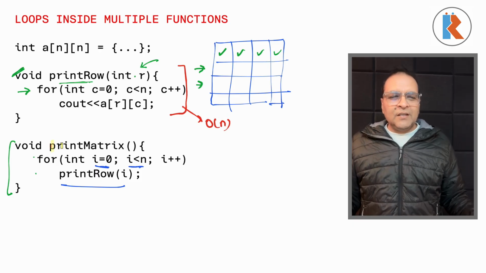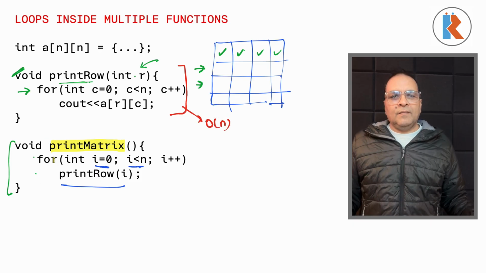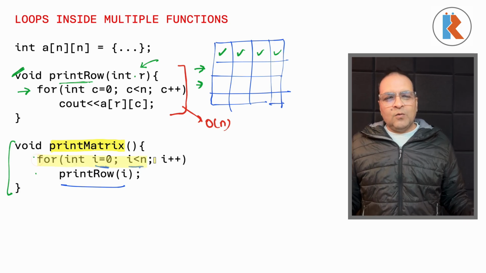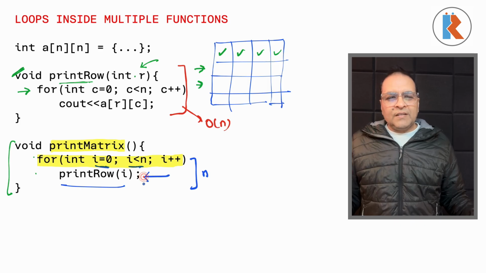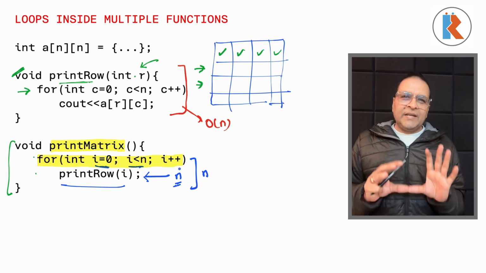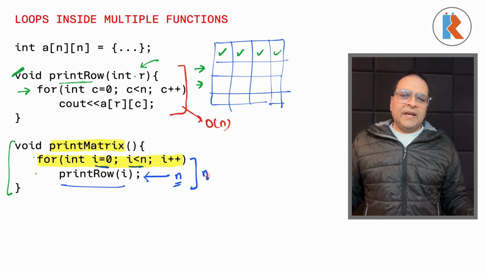What about the time complexity of print matrix function? The print matrix function has this for loop. This for loop will execute n times. Inside this for loop, we are calling the function and this function takes n times itself. So the total time taken by the entire print matrix function is n times n, which is order of n square. So this is order of n square function.